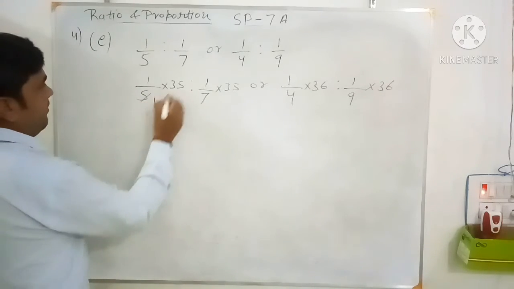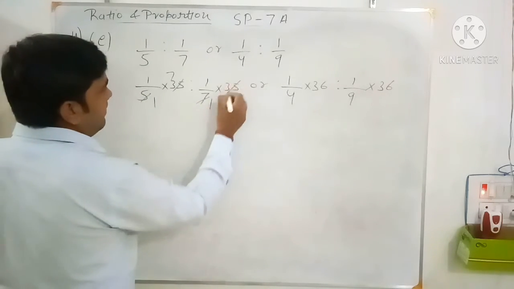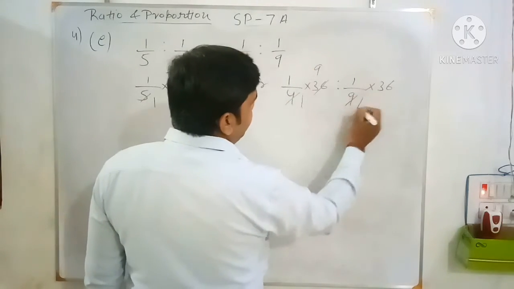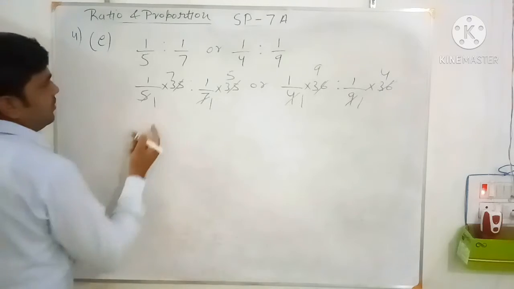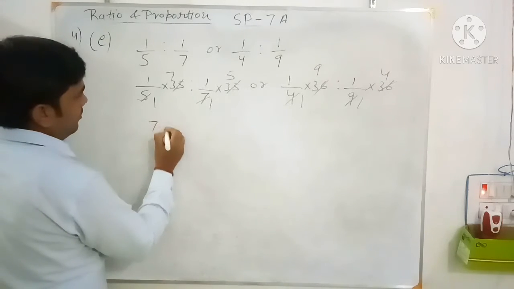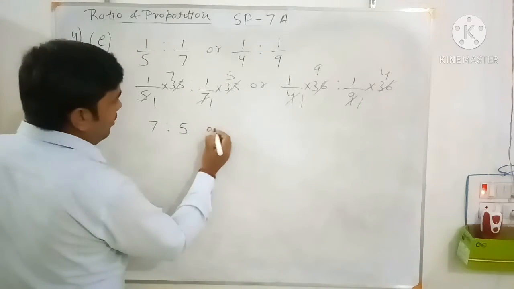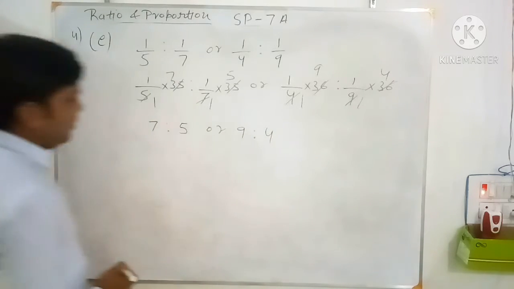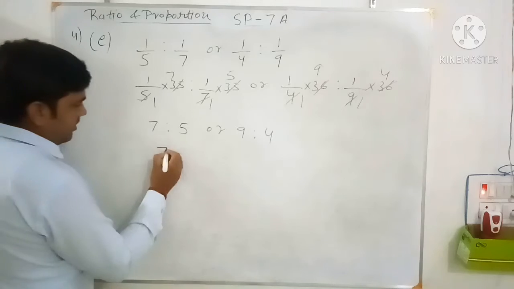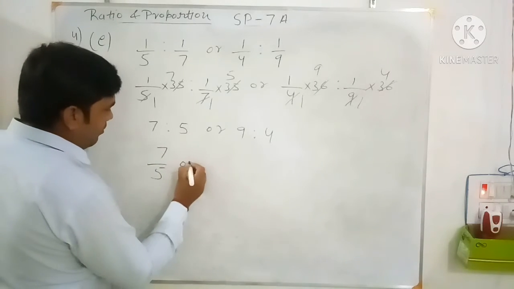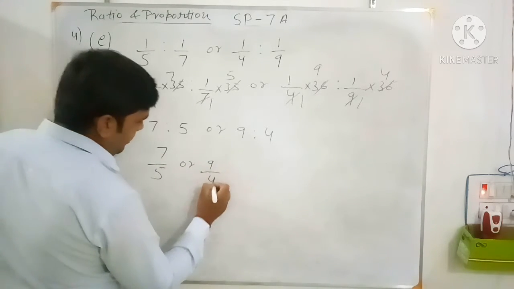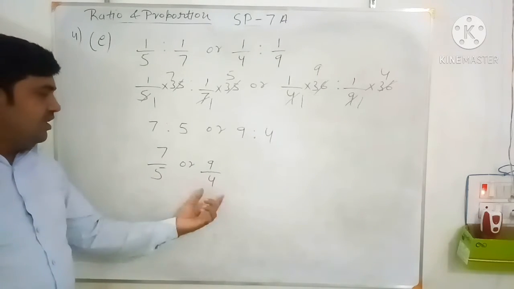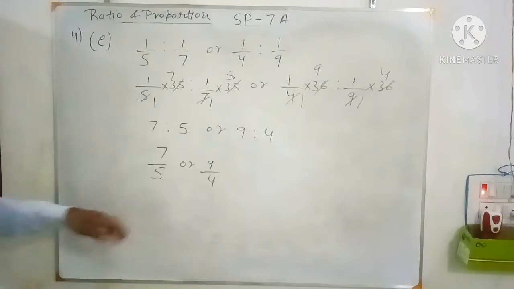So here 5 ones are 5, 5 7s are 35, 7 ones are 7, 7 5s are 35. Here we get 4 ones are 4, 4 9s are 36, 9 ones are 9, 9 4s are 36. So here you got the simplified ratio 7 is to 5, or here you got the simplified ratio 9 is to 4. Now again you can convert this into the fraction as 7 by 5 or 9 by 4. Now again you can make this denominator equal to the LCM of this denominator. LCM of 5 and 4 you get 20.